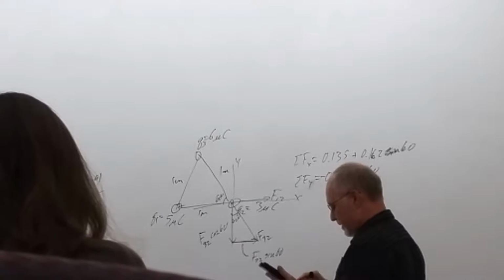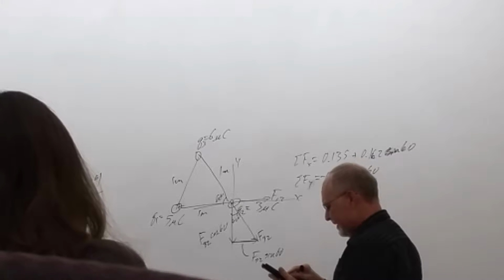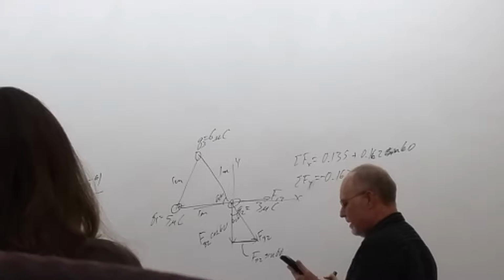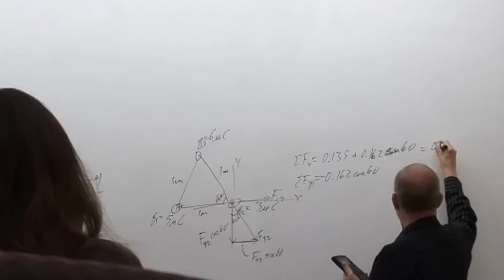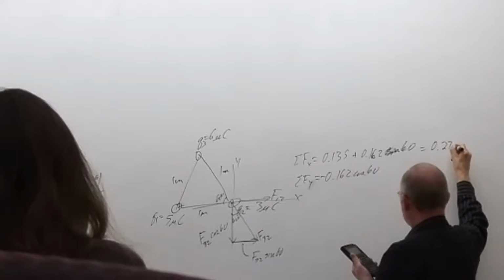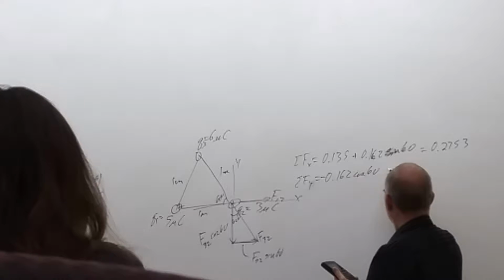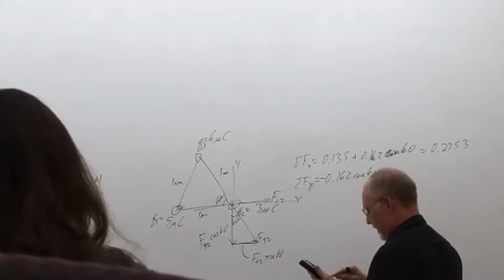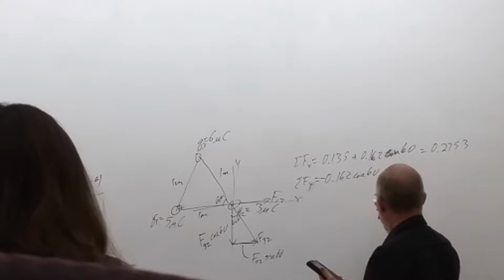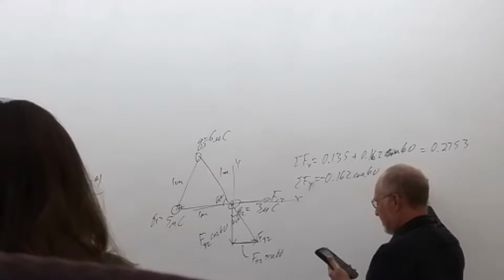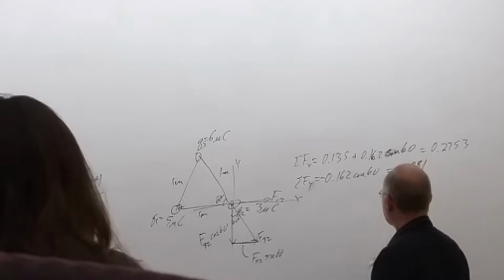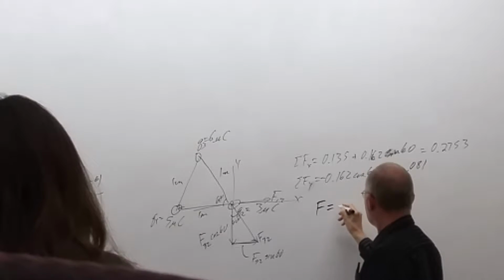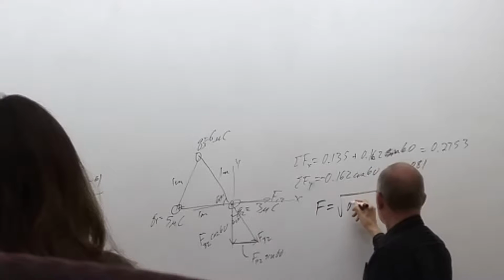625 plus 0.162 times sine of 60. So this is going to be positive 0.2753, and this is going to be 0.162 times cosine of 60, which is going to be negative 0.081.